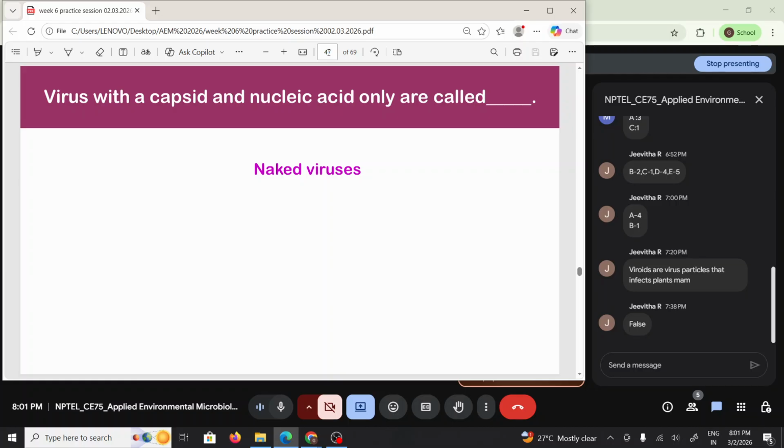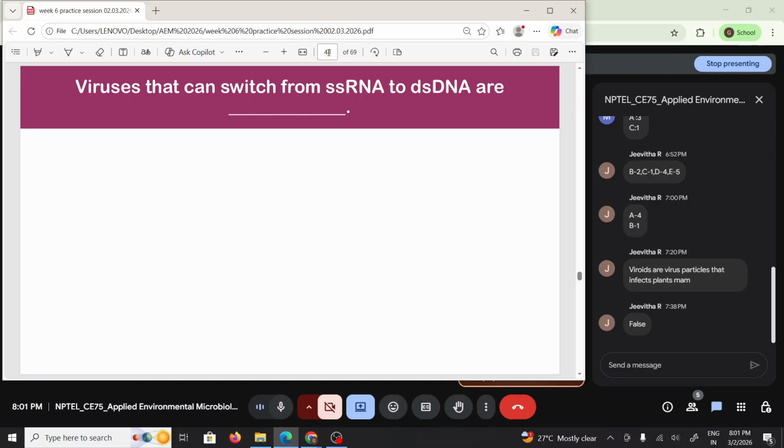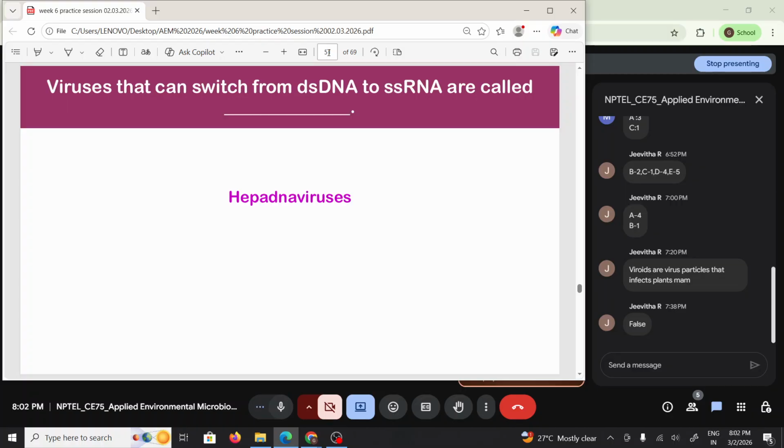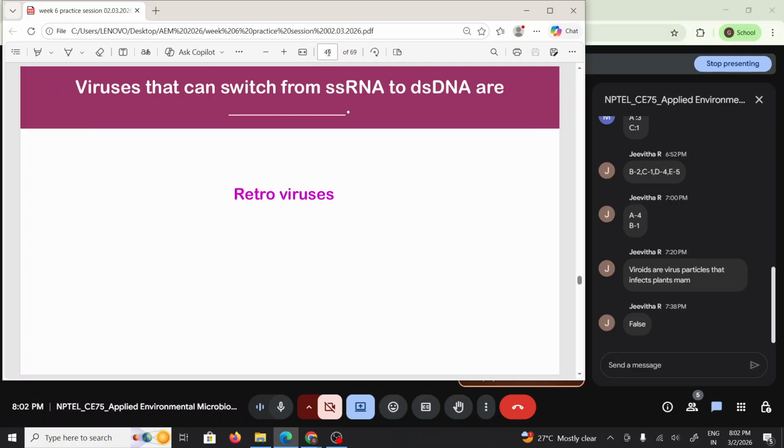A virus with a capsid and a nucleic acid only is called a naked virus. So they have a capsid and nucleic acid. There is no coating for the nucleic acid, and they are called naked viruses. Viruses that can switch from single-stranded RNA to double-stranded DNA are called retroviruses. This you might have studied. So they use reverse transcriptase for converting.